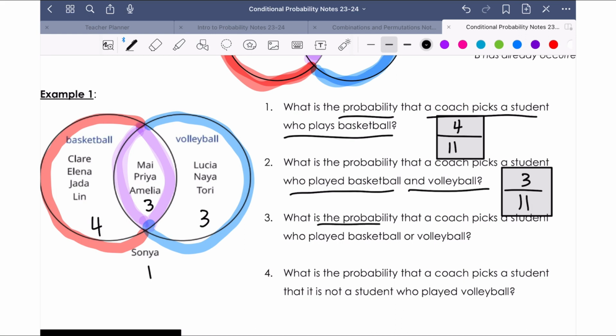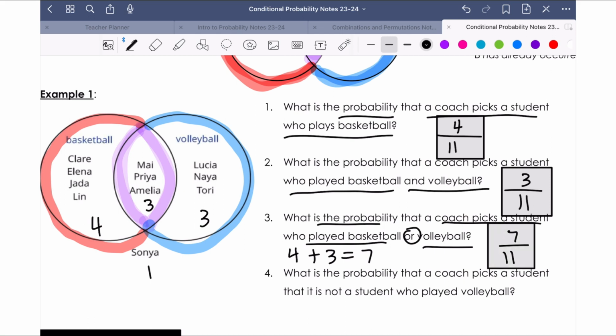What's the probability that the coach picks a student who played basketball or volleyball? So here's a difference. They played basketball or they played volleyball. So that means we're adding 2 different sets of girls: the ones that played basketball and the ones that played volleyball. So for basketball, we have 4. And the girls that played volleyball, we have 3. So that's 7. So 7 out of 11 played either basketball or volleyball.